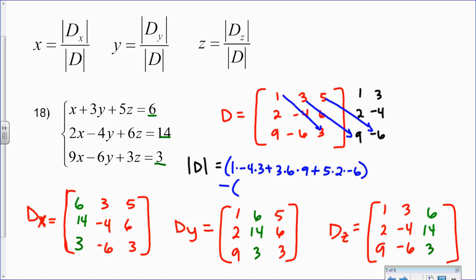Minus, now I go to the diagonal starting at the bottom left. So 9 times -4 times 5, plus -6 times 6 times 1, plus 3 times 2 times 3.